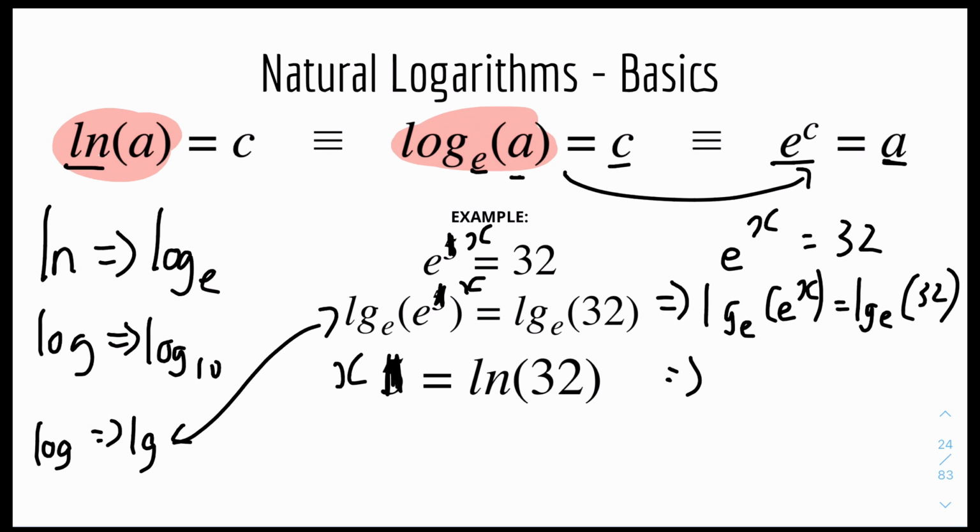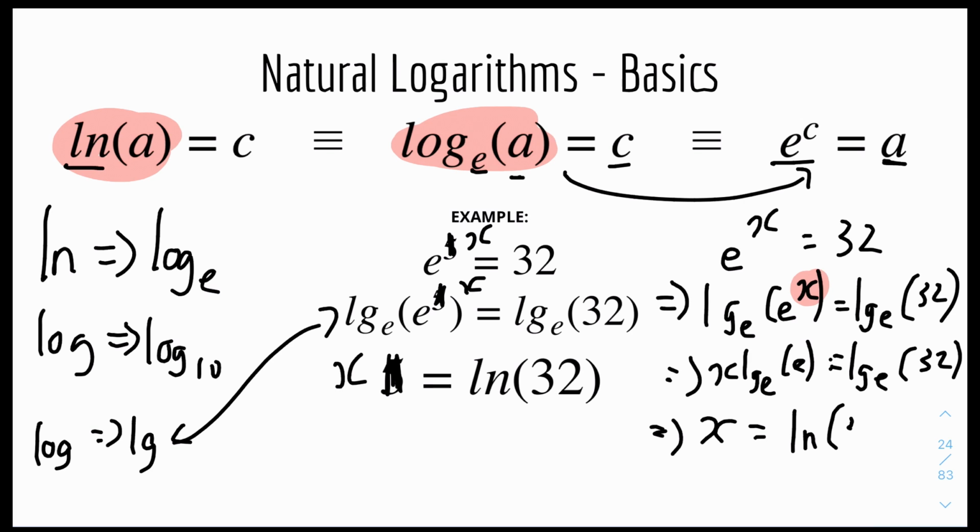So now we can just pull the power down from just now, this x, down to the front. It will become x log base e of e equals log base e of 32. And the left hand side will just become x because log base e of e is equal to 1. And then on the right hand side, lg base e can be simplified into ln. So you have a final answer of x equals ln 32.